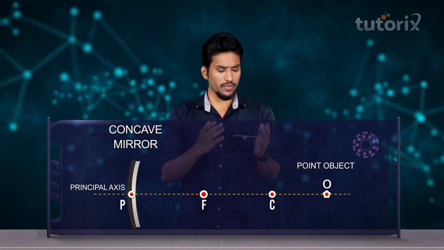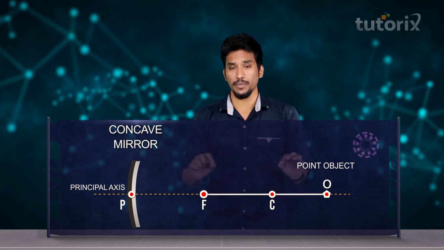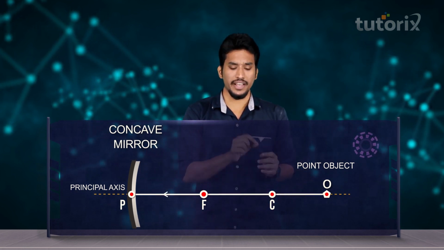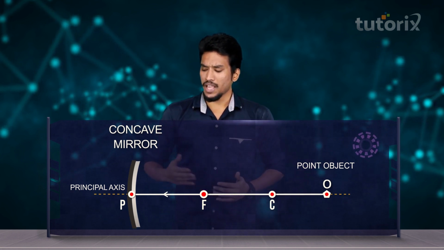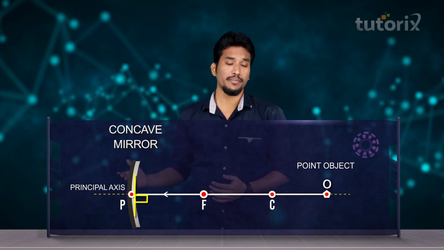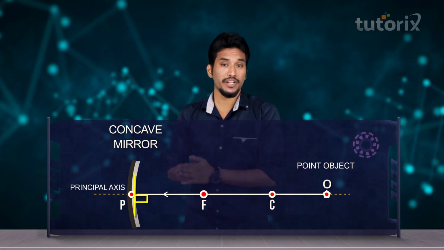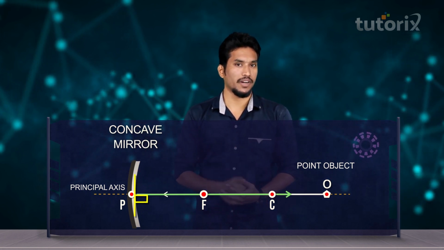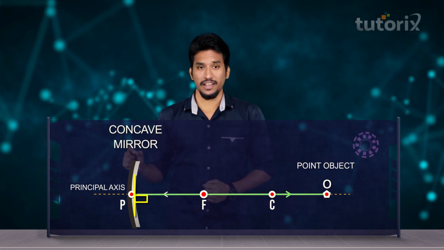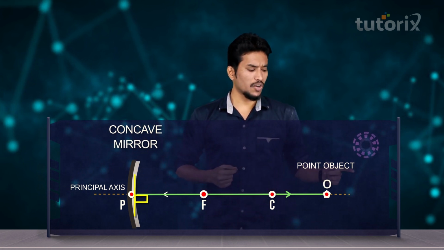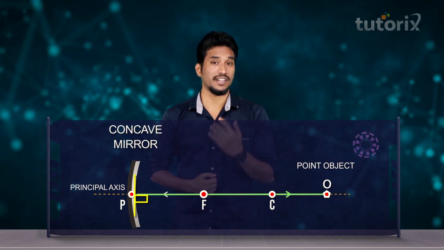As you can see, let's say one ray is going through the principal axis and is incident on the spherical mirror perpendicularly. Now what happens when a ray is incident perpendicular to a mirror? It retraces its path, right? So here also the ray retraces its path and goes in the opposite direction of the incident ray.